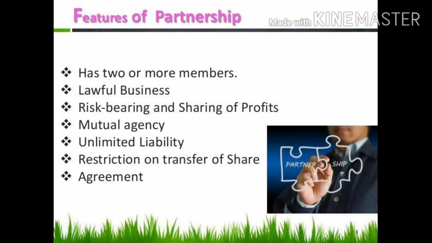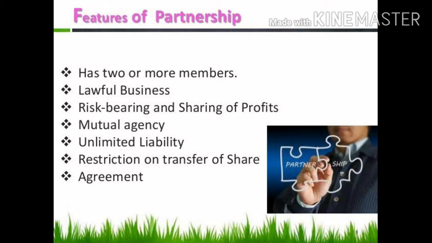Next, third characteristic, the motive of such business is to earn profit. That means they persist in an economic objective mainly, and then they provide service. So the economic objectives come first for them, and then the social objectives. Next is the profit that is earned is shared among the partners as per the agreement.